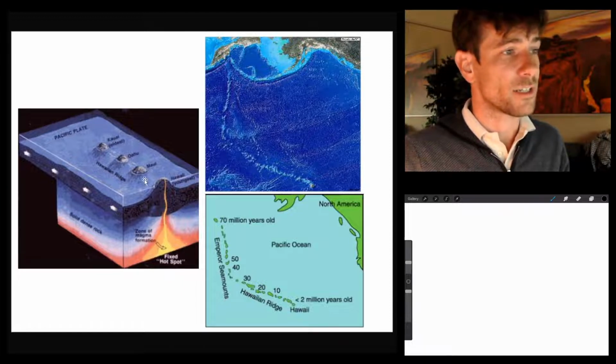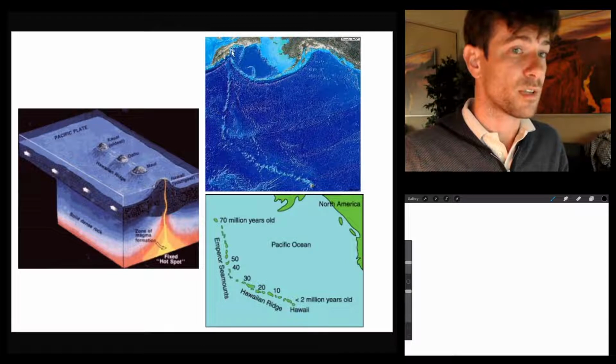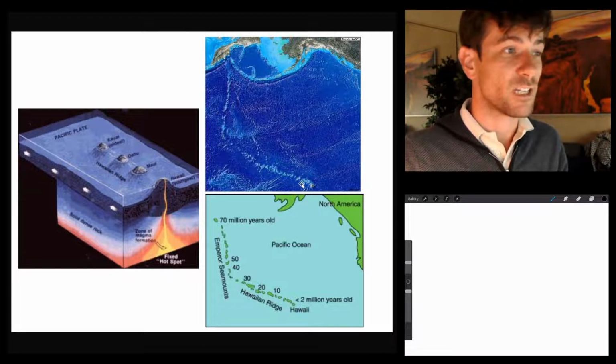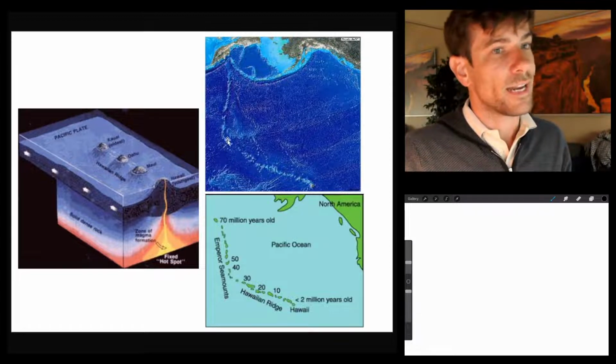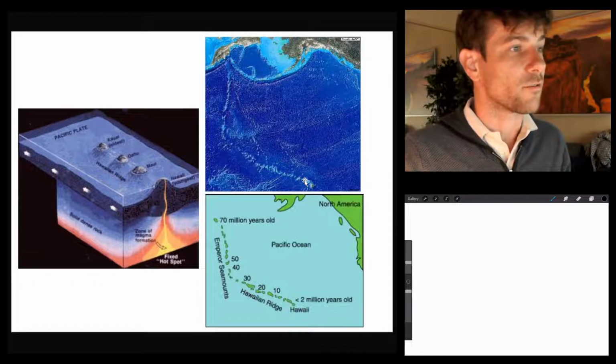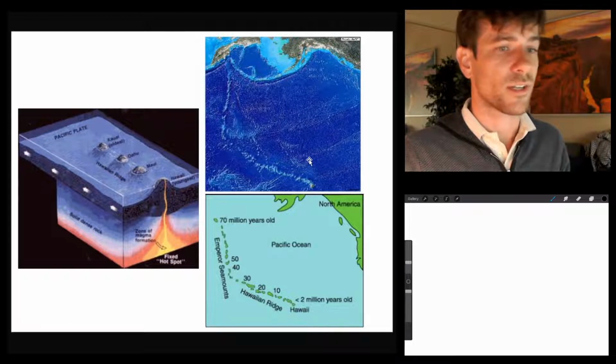And you guys did an exercise in your labs where you calculated the speed of the Pacific Plate based on the age of the rocks along the Hawaiian Islands and then the Emperor Seamounts, and then looked at the distances and the ages and converted it into plate velocity, which is a pretty cool little exercise, I think.